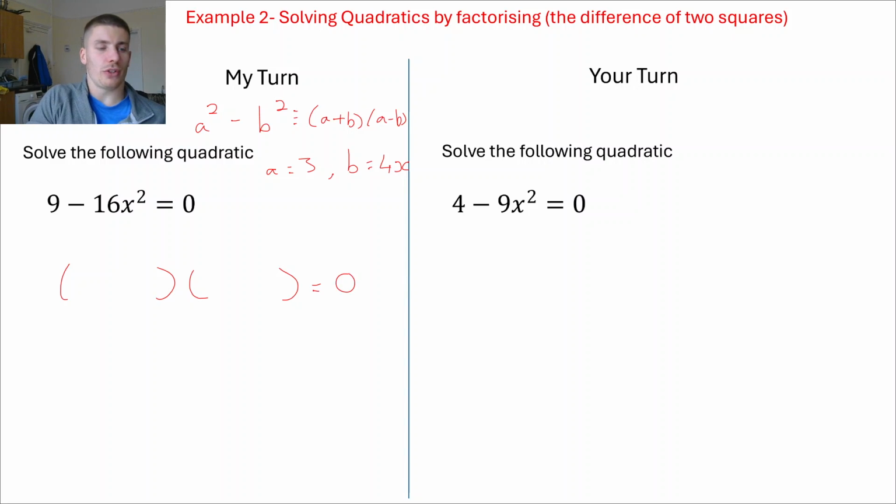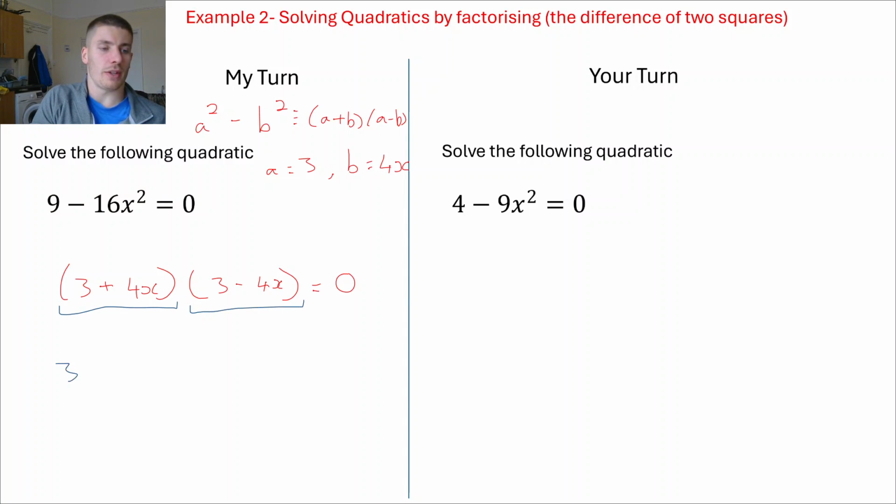Your a part is equal to 3. Okay, so 3 in both cases. It's going to then be plus b. b is equal to 4x, and then you take away b over here. So take away 4x, and there we go. And then, of course, we've got to go and solve it. We've just factorized it. So this first part is just factorizing it. We then go and solve each part of the quadratic.